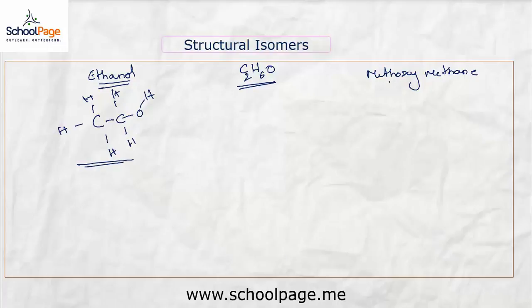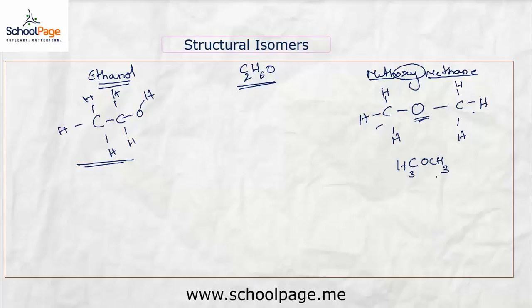Now observe the name of the second compound. It is methoxymethane. Oxygen in the middle of two methanes. CH3 on one side and CH3 on the other side. So oxygen in the middle. Methoxymethane. So we can write it as CH3OCH3. We can write the molecular formula in this way also.